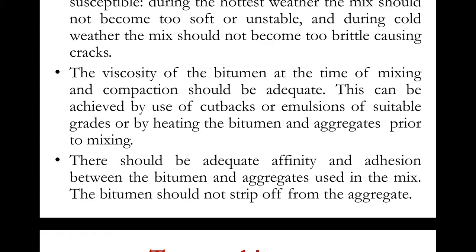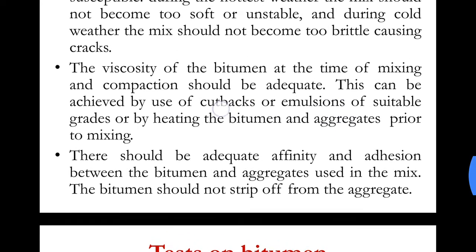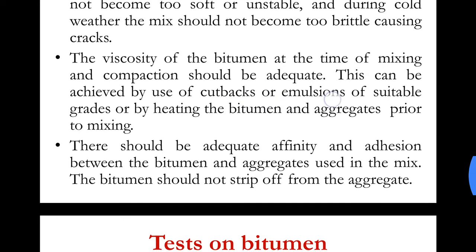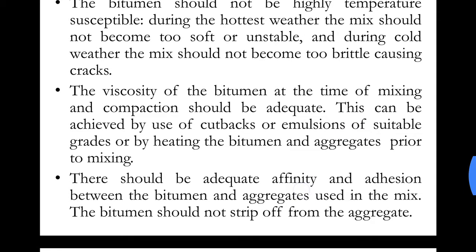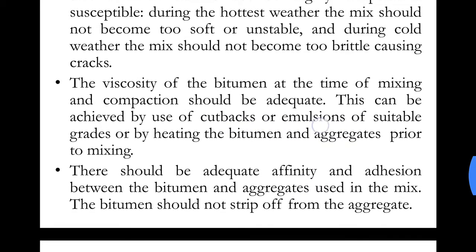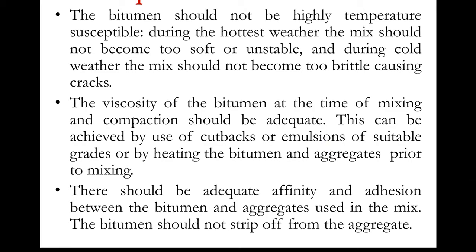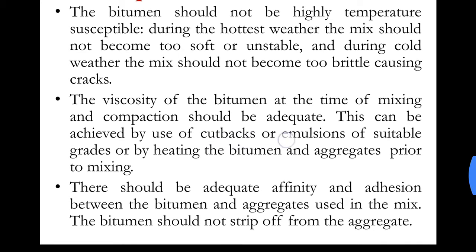Okay, and for some cases what we do is we can use either cutbacks or emulsions. Now what are cutbacks and what are emulsions, we'll look into it later on. Okay, so cutback and emulsion are substances which are formed using bitumen. We add either volatile liquid or some other materials to the bitumen in order to form cutback or emulsion.